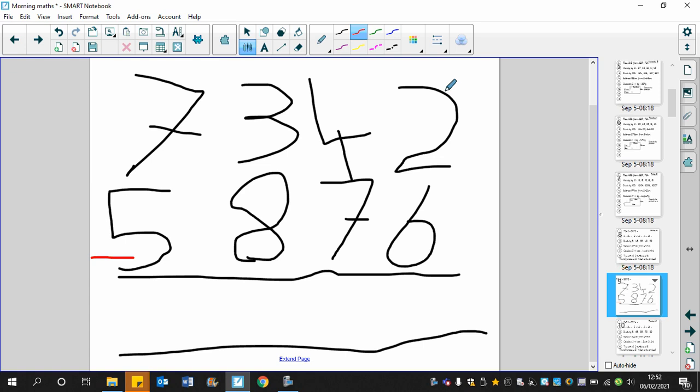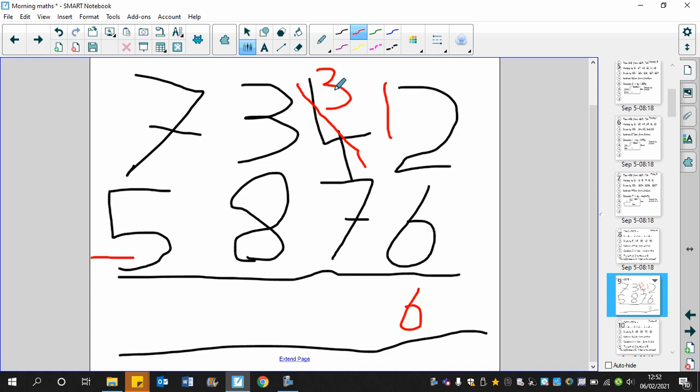So here we go. 2 take away 6. 2 take away 6 you cannot do. So therefore we need to exchange in the next column. So the 4 becomes a 3. And don't forget that one of these equals 10 of those. We've got 2 already. So 2 add 10 is 12. Now 12 take away 6 we can do. And of course the answer is 6.